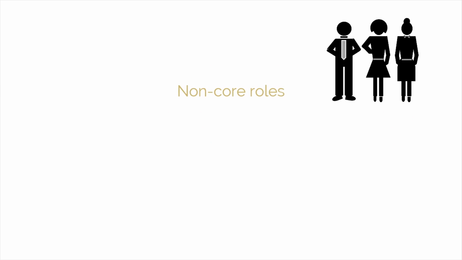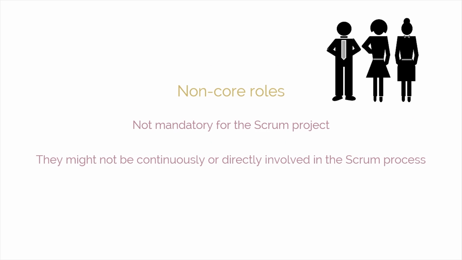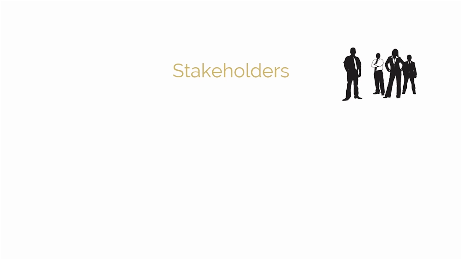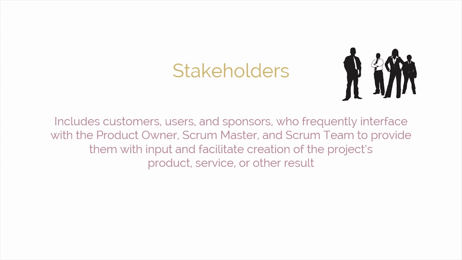The non-core roles are not mandatory for the Scrum project, and they might not be continuously or directly involved in the Scrum process. However, it's important to know the non-core roles because they could play a significant part in some Scrum projects. Non-core roles can include the following: stakeholders. This is a collective term that includes customers, users, and sponsors who frequently interface with the product owner, Scrum Master, and Scrum Team to provide them with input and facilitate creation of the project's product, service, or other result.